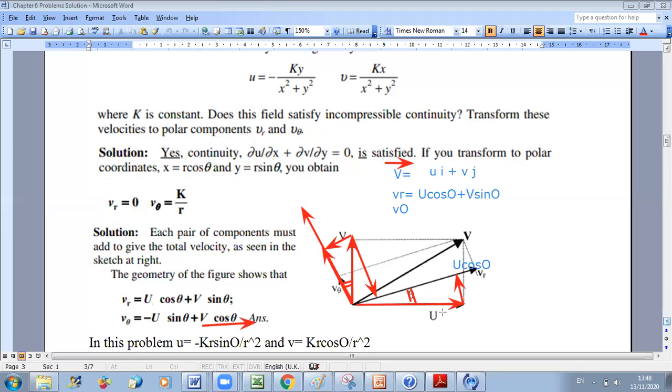Now for U, when I project it on U theta, it is in the negative direction. Why? Because if I do the projection, it will be like this. So this is the projection of U on U theta. It's downward, in the negative direction. And since this angle here is theta, the angle with U theta will be pi over 2 minus theta. So when I project, I do sine. This is why we put minus U sine theta. Okay, and in this way I can transfer from UV coordinates to UR U theta coordinates.